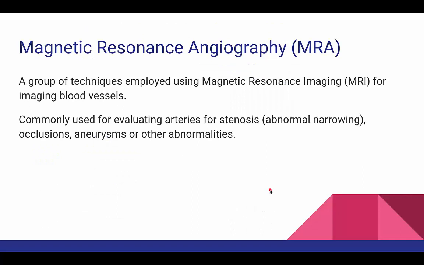Continue with magnetic resonance angiography. So this is basically a group of techniques employed using magnetic resonance imaging only for imaging the blood vessels. It's commonly used for evaluating arteries for stenosis, which means abnormal narrowing in the blood vessels that would cause problems, and other things such as occlusions, aneurysms, and other abnormalities.